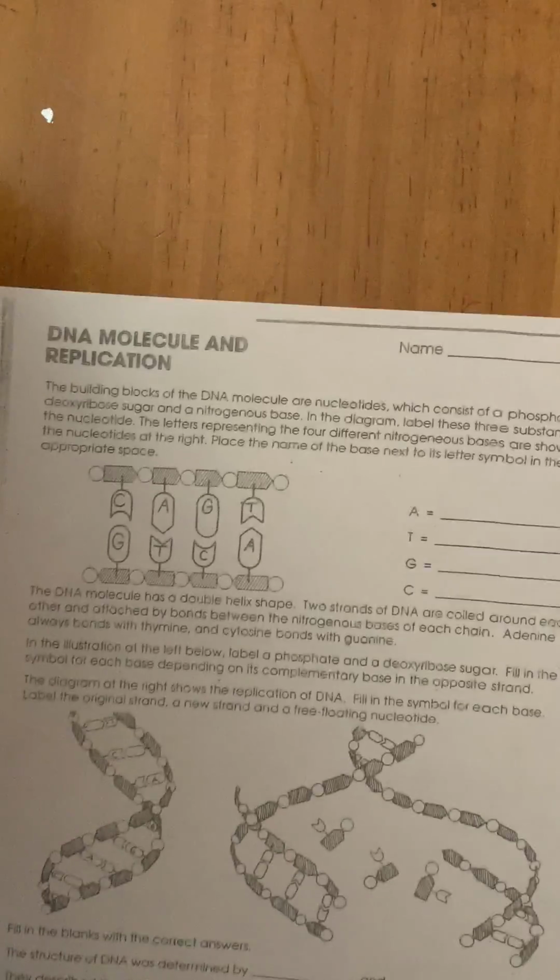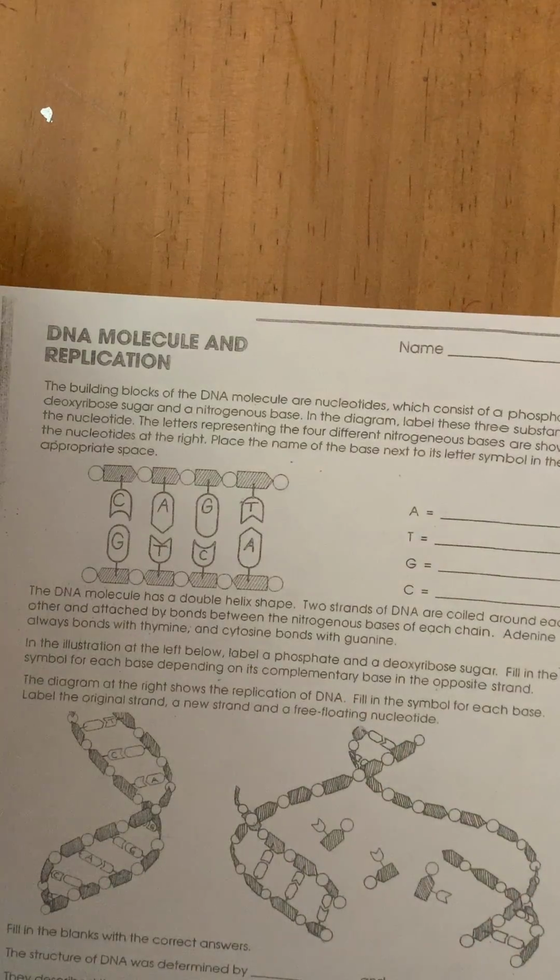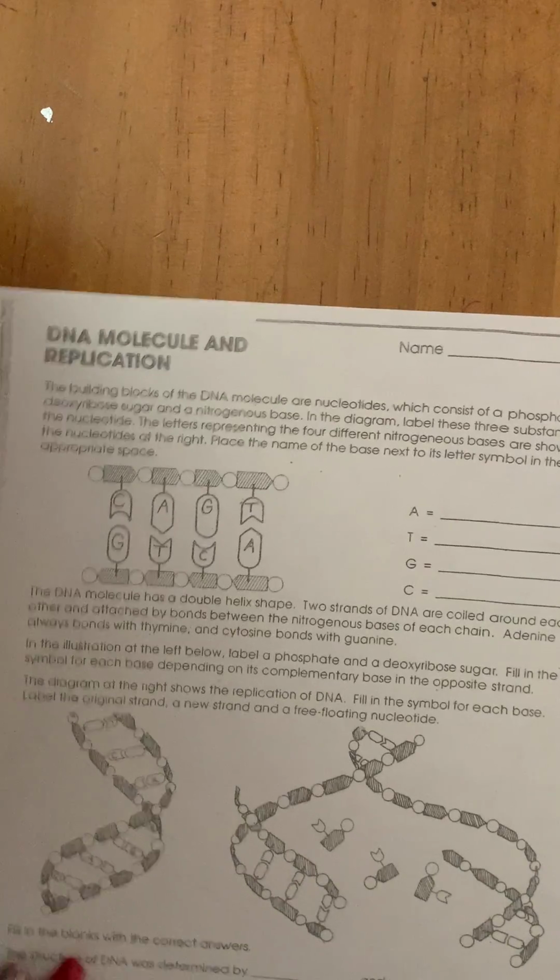So up here it says the building blocks of the DNA molecule are nucleotides, which consist of a phosphate, a deoxyribose sugar, and a nitrogenous base. In the diagram, you are to label all three substances on the nucleotide. The letters represent the four different nitrogenous bases shown in the nucleotides at the right. Place the name of the base next to the letter symbol in the appropriate space.